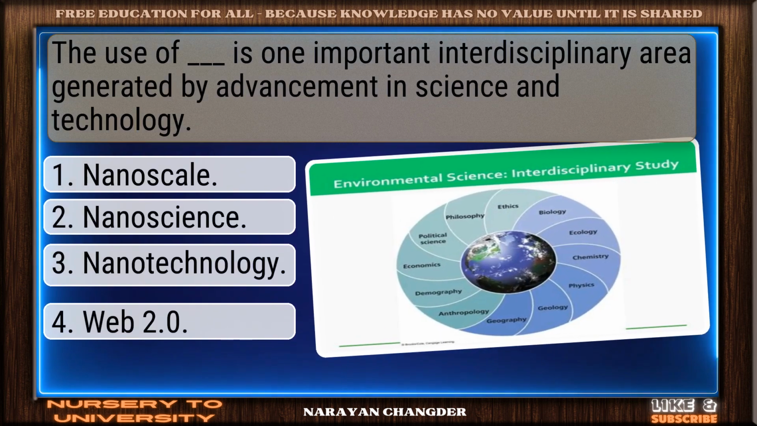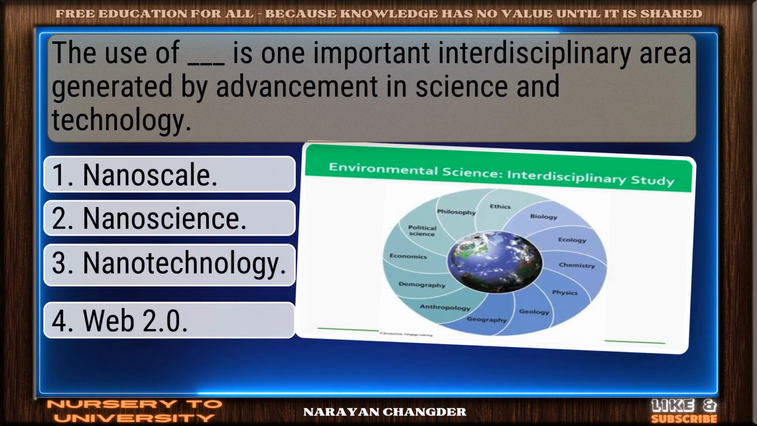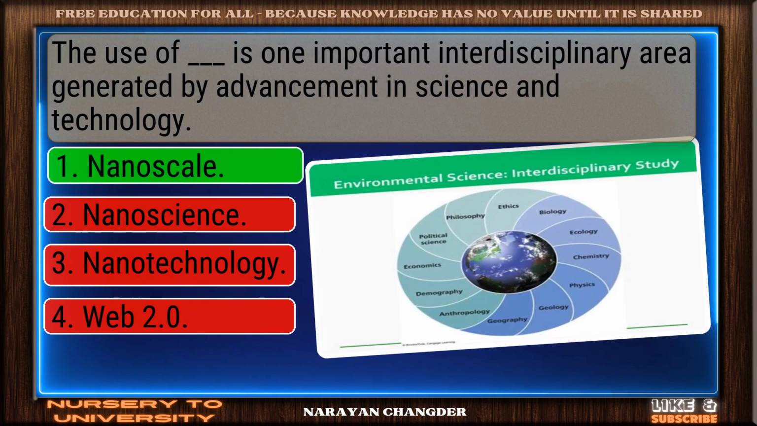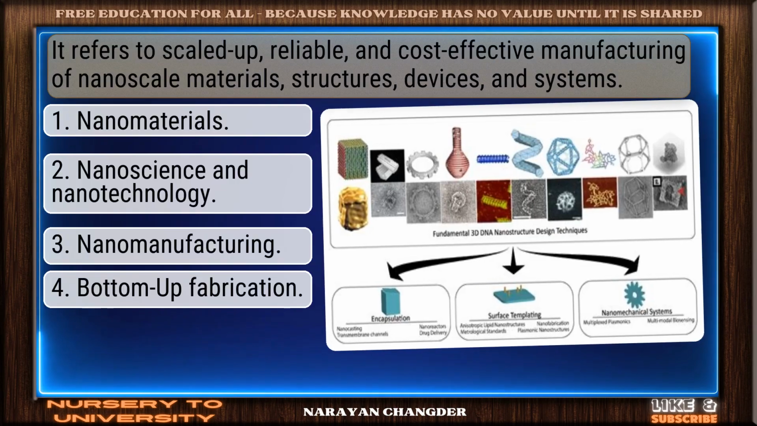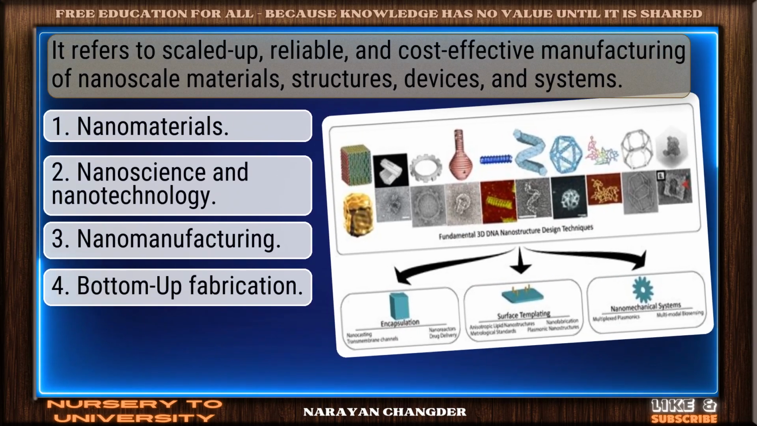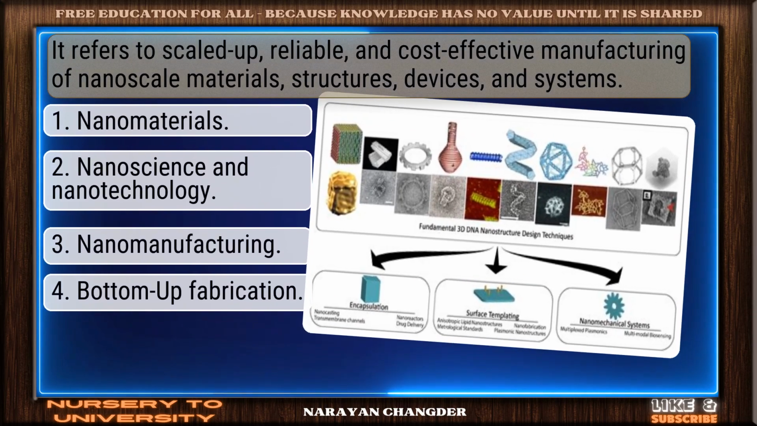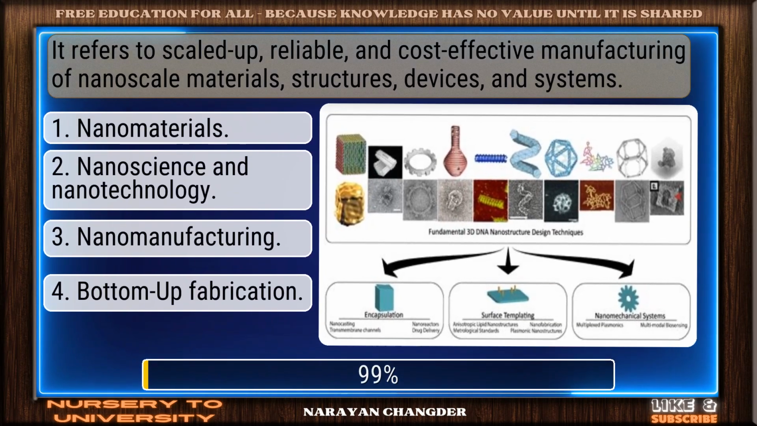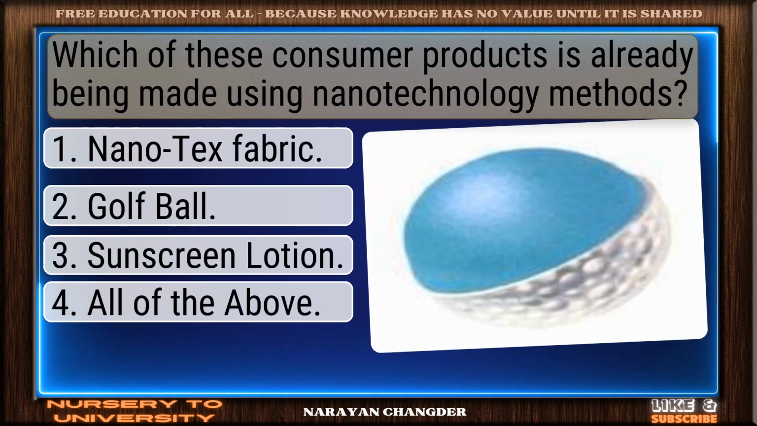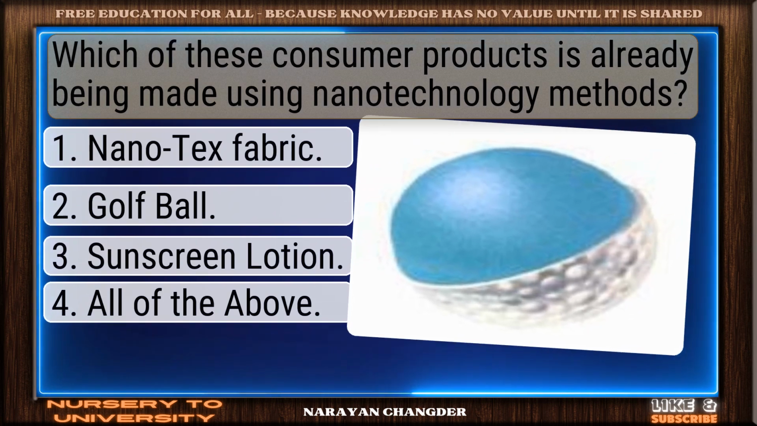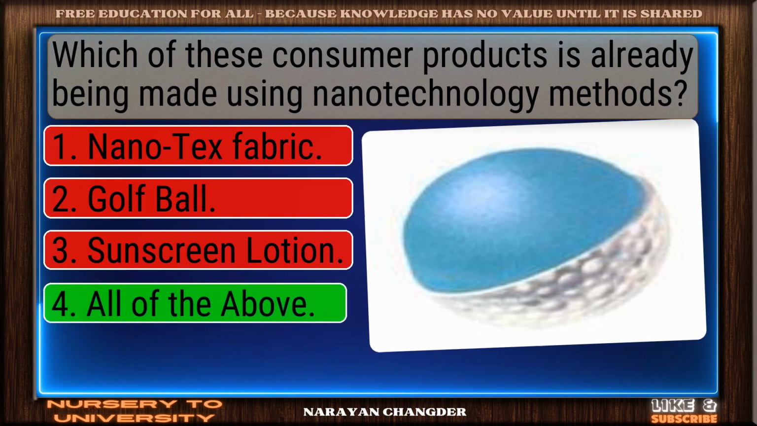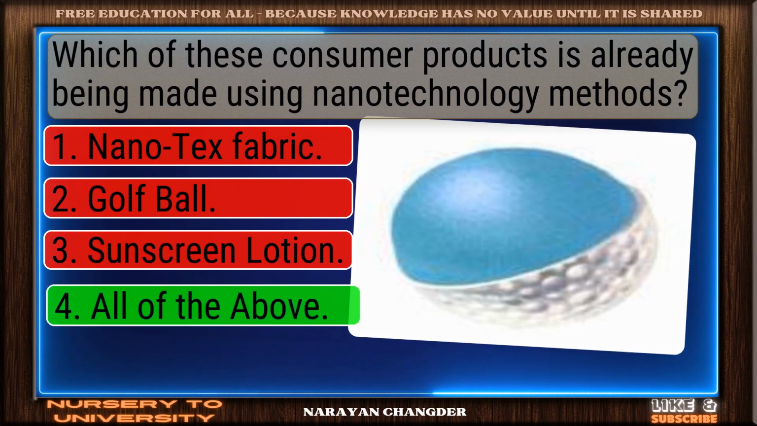The use of dash is one important interdisciplinary area generated by advancement in science and technology. You're right. Nanoscale is the correct answer. It refers to scaled-up, reliable, and cost-effective manufacturing of nanoscale materials, structures, devices, and systems. Correct response. Nanomanufacturing is the most accurate answer. Which of these consumer products is already being made using nanotechnology methods? Bravo! All of the above is the answer.